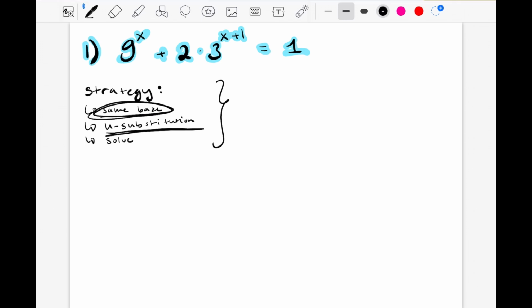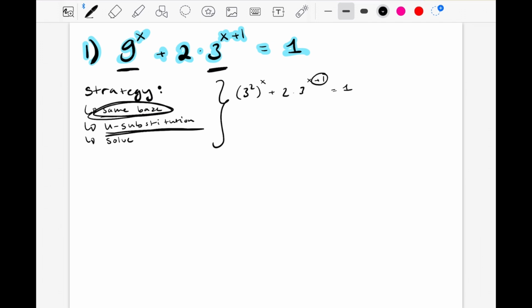So, of course, you have to use your exponent rules in order to simplify this expression. And we start off by recognizing that 9 and 3 can be expressed with the same base. 9 is equal to 3 to the power of 2, so we can write it as this: 3 squared to the power of x plus 2 times 3 to the power of x plus 1 is equal to 1.